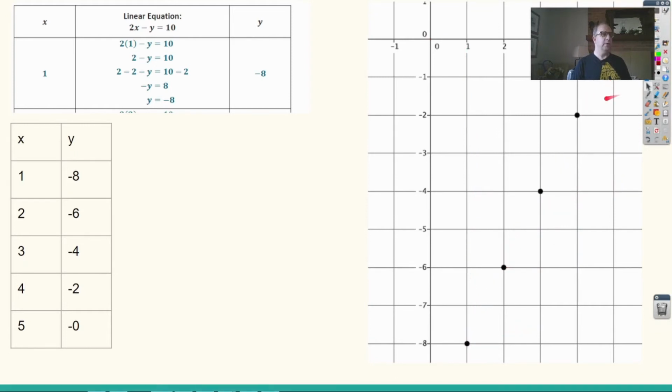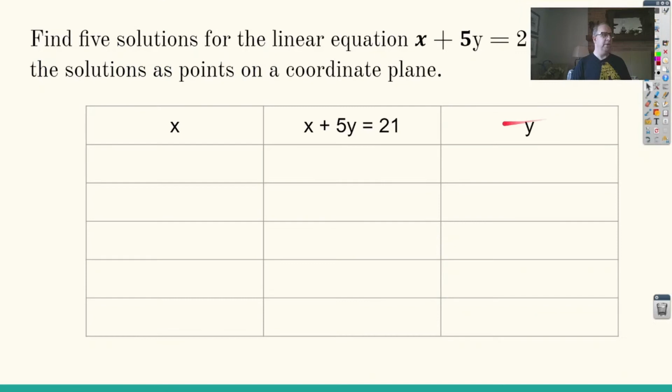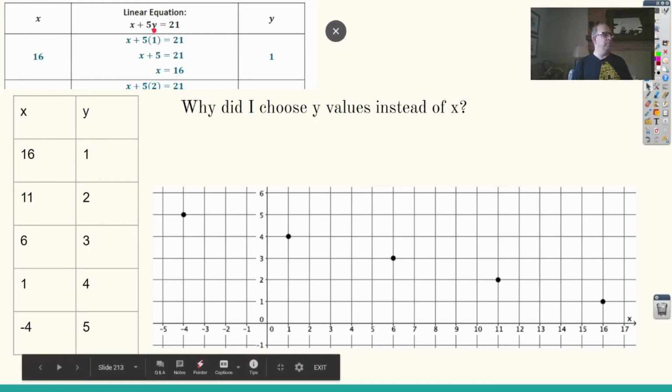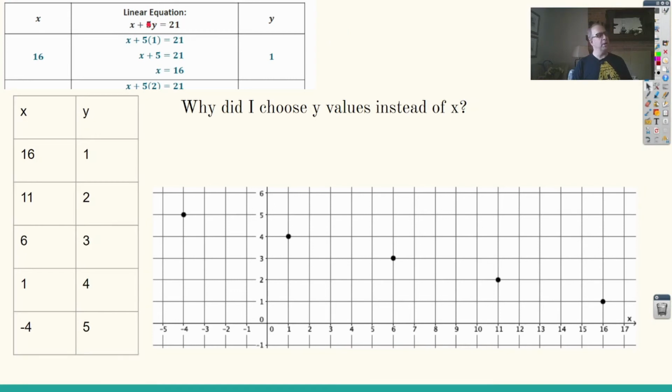All right. Take a look at the next one. You try it again. So if I have x plus 5y equals negative 21, remember I can choose a number for x and solve for y, or I can choose a number for y and solve for x. What do you think would be easiest? In this case, I'm going to choose a number for y, 1, 2, 3, 4, 5, because if I choose a number for x, then I'm going to be dividing by 5, which is not always an even number.